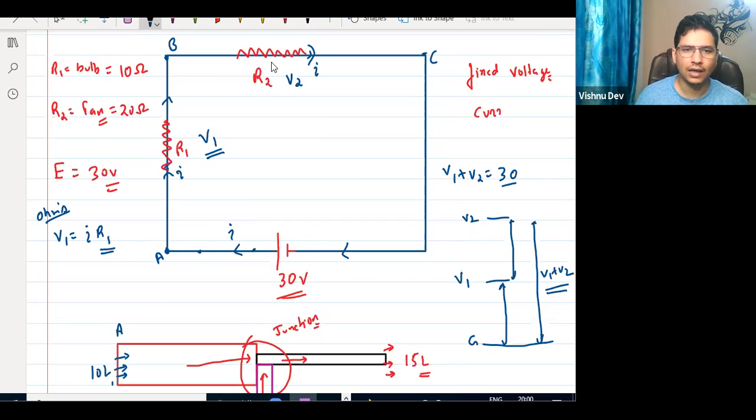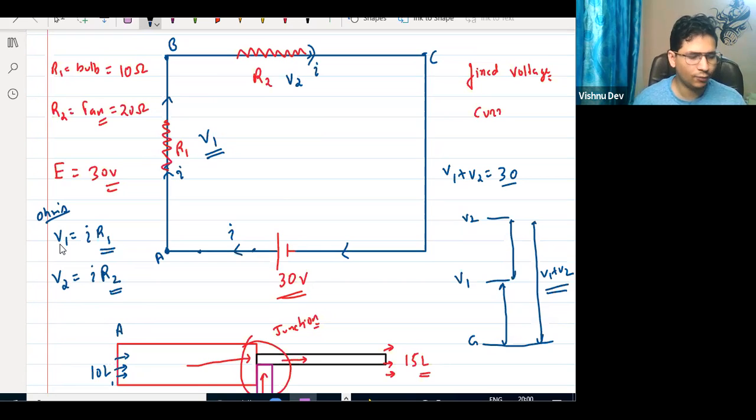And what about this circuit? What should V2 be? V2 is equal to what? I into R2. Very good. Using which law? Ohm's law. Does anyone have any doubt in this? If anyone has any doubt, ask now.